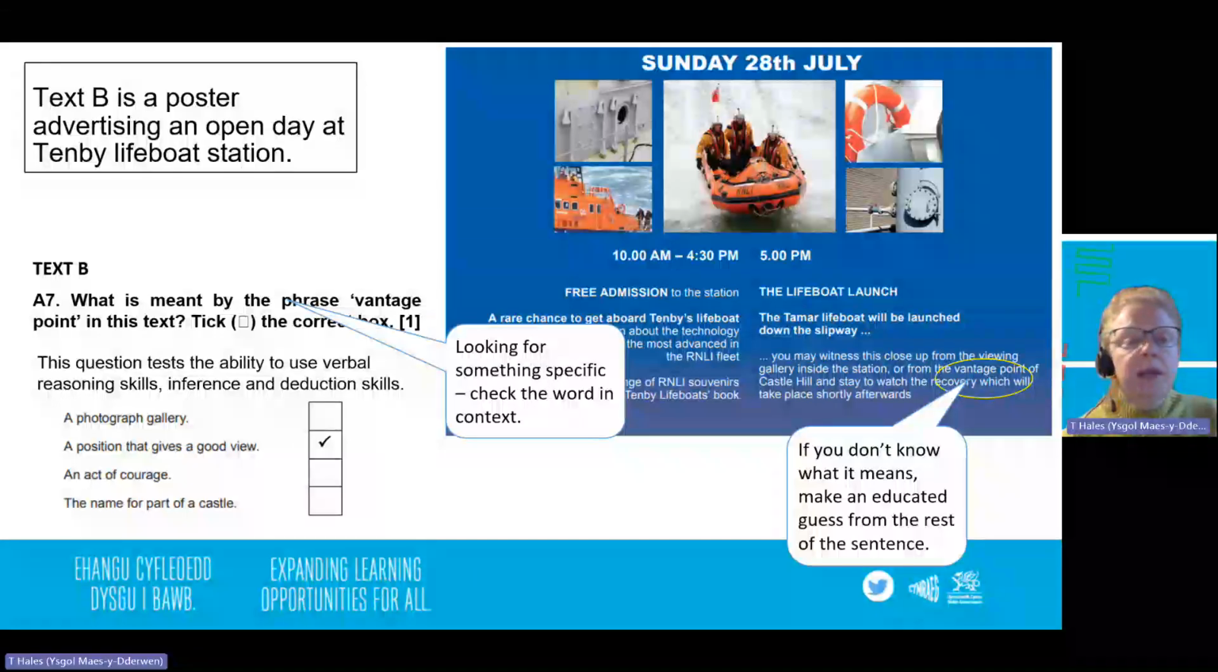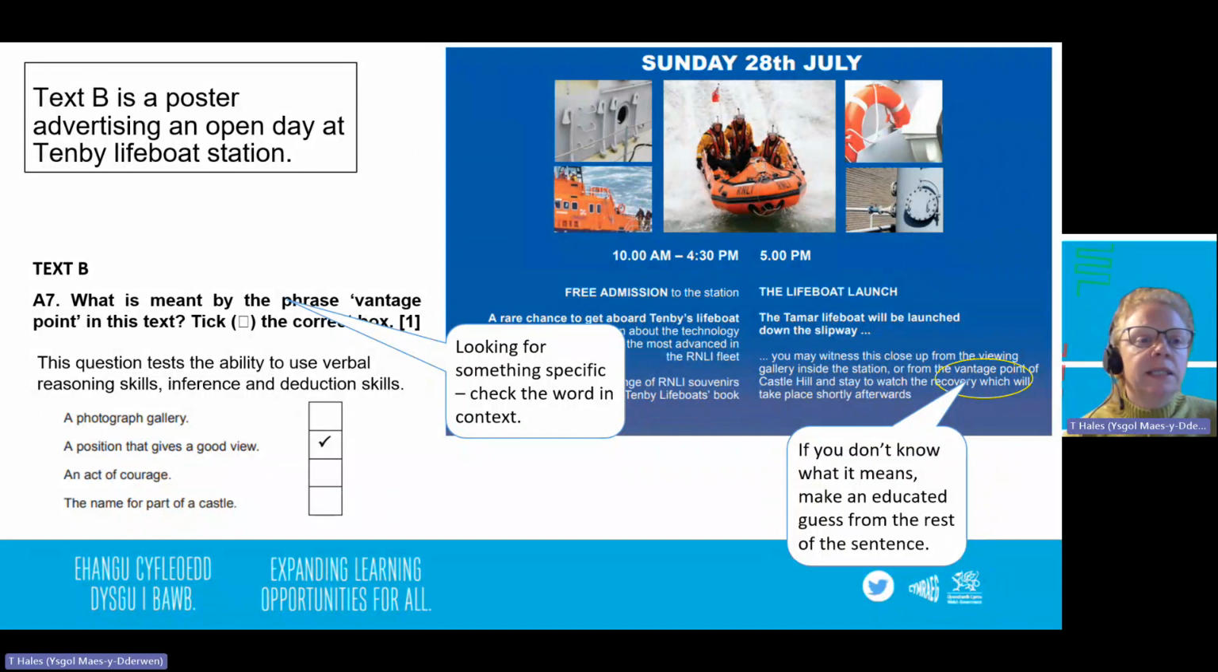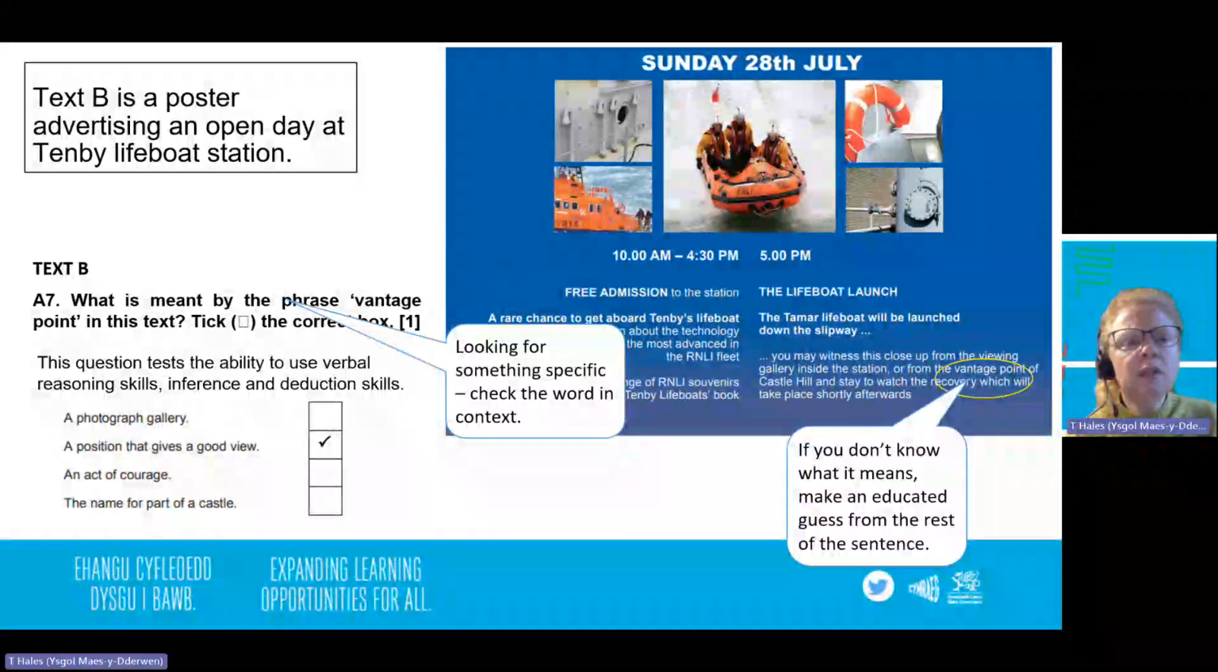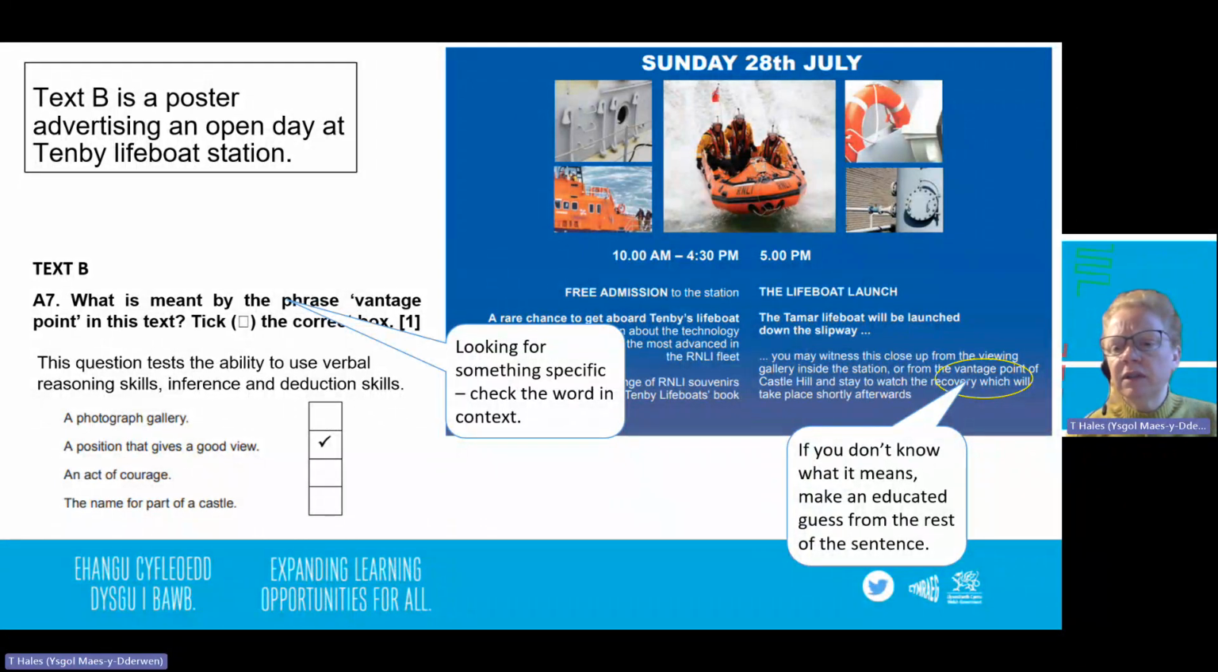All right, we're still on text B. And this time we've got a single mark question, 1 mark question. What is meant by the phrase vantage point? So this is one of those questions where it's looking for something very specific. It wants you to explain it. So again, check that word in context. Read the text again to find out where it is, to make sure that it makes sense to you. If you don't know what it means, make an educated guess.